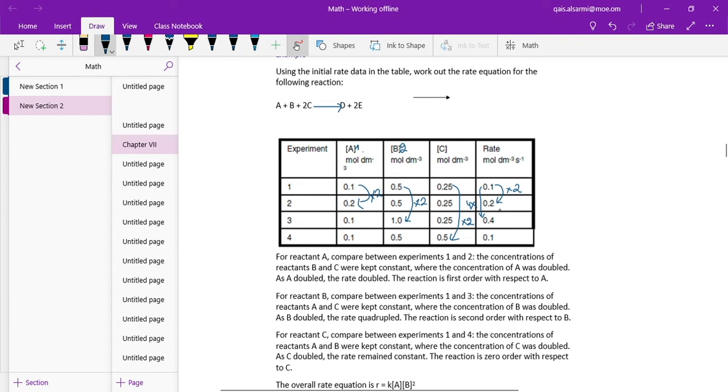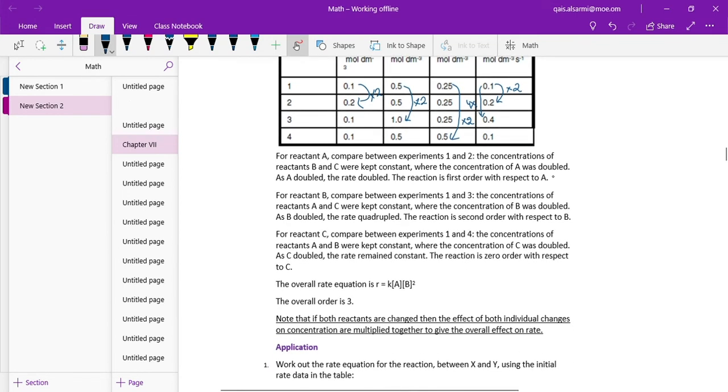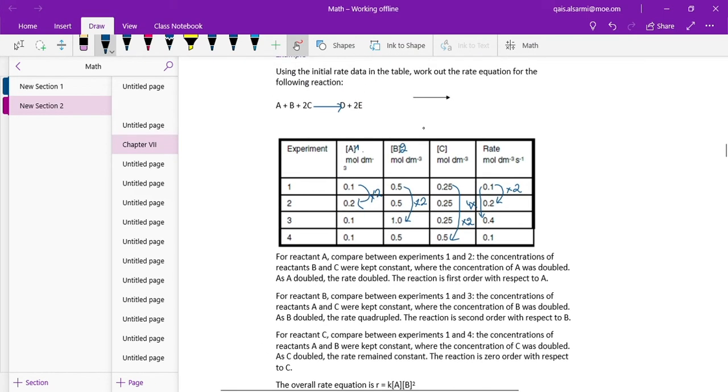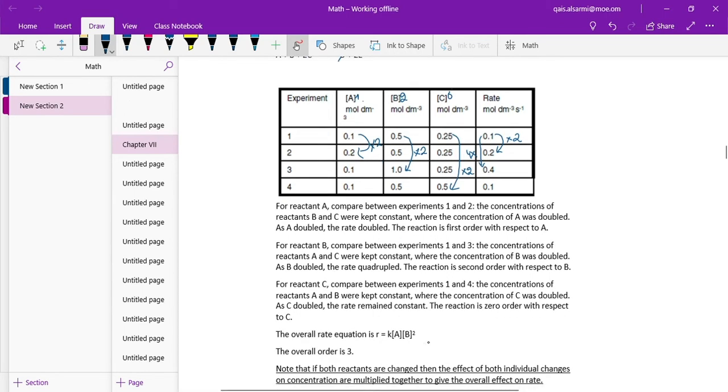What's happening to the rate? 0.1 to 0.1. So even if C is changing, B and A are not changing, the rate is not changing. So therefore, the rate order with respect to C is 0 order. So whatever I said is written here if you want to read it again. So the overall rate order is, if we write here next to C, 0. So as you can see, it's gonna be k A B squared. We don't include C because it's not affecting the rate.